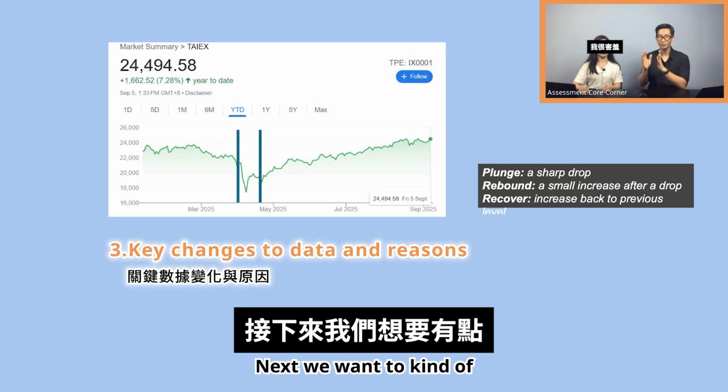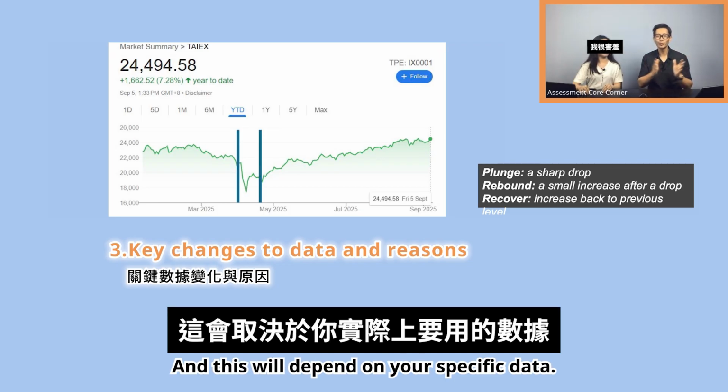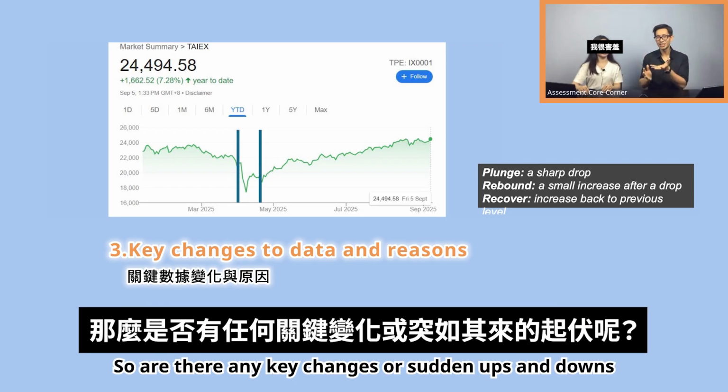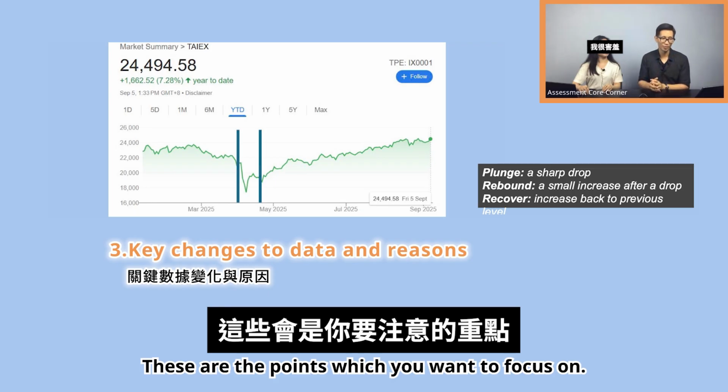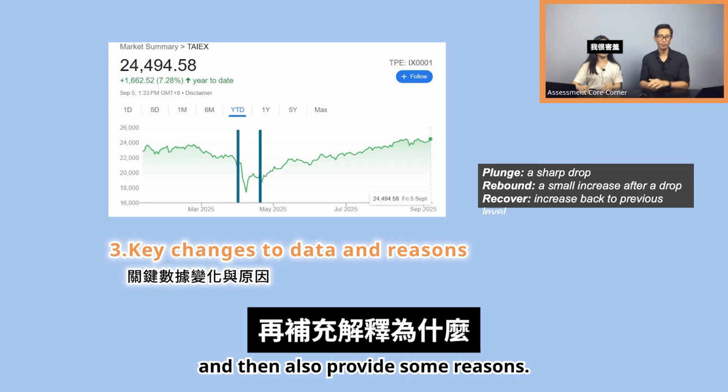Next, we want to separate our data into different parts. And this will depend on your specific data because every piece of data is different. So are there any key changes or sudden ups and downs? And these are the points which you want to focus on. So you want to look at the key changes to the data and then also provide some reasons.